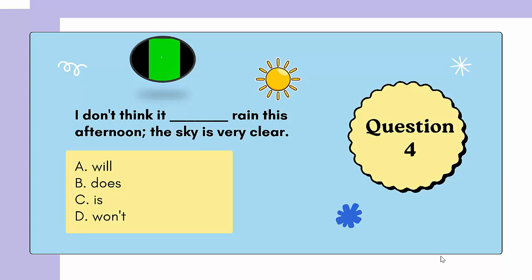Question number 4. I don't think it blank rain this afternoon. The sky is very clear. A. Will. B. Does. C. Is. D. Won't.